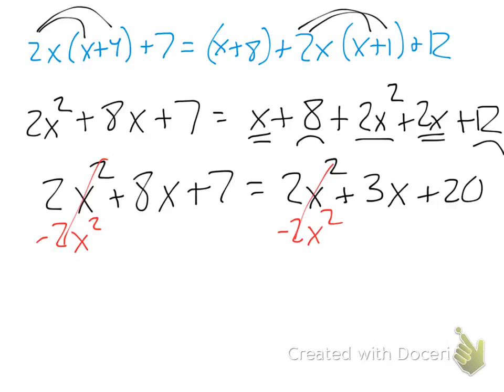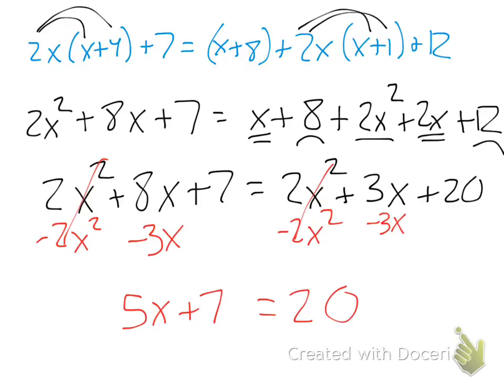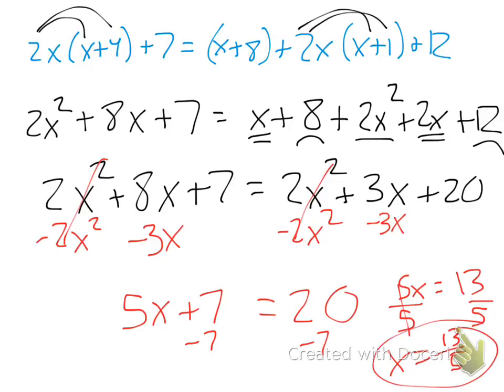Remember, I always like to use this, move the smaller variable. What's smaller, 8x or 3x? 3x. So I'm going to subtract 3x from both sides. I'll get 5x plus 7 is equal to 20. Now I can move 7, right? Minus 7. So 5x is equal to 13. Divide both sides by 5. So x equals 13 fifths. And you're done.